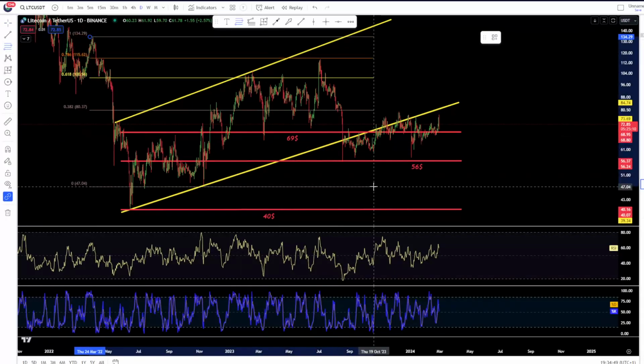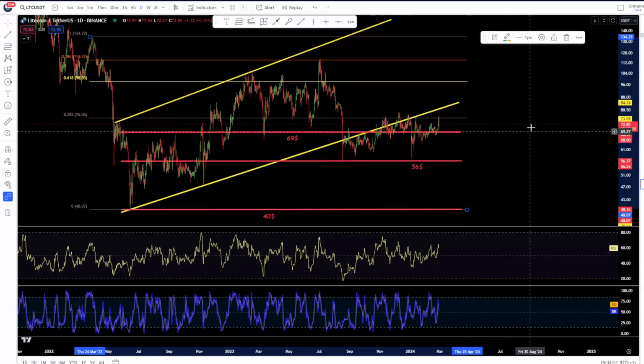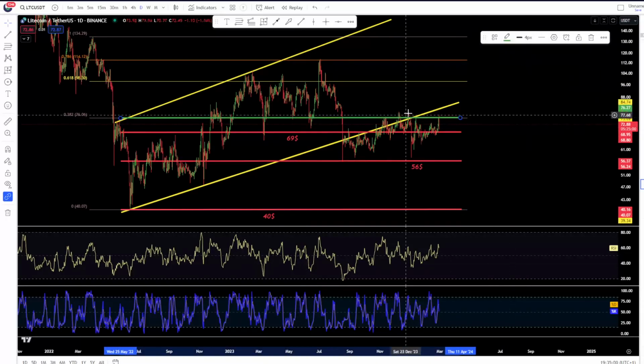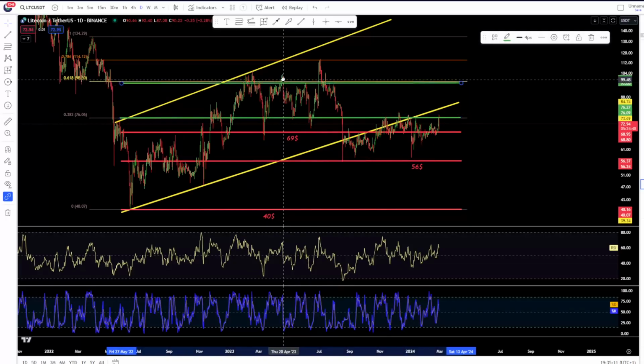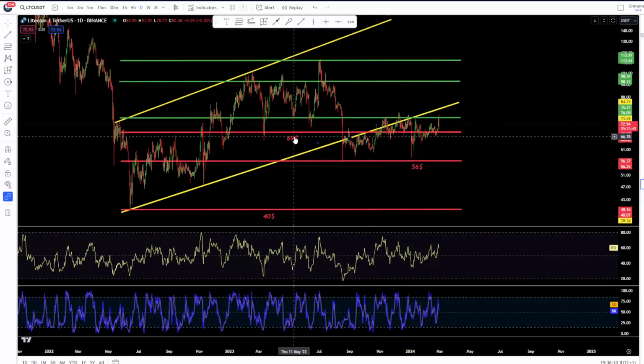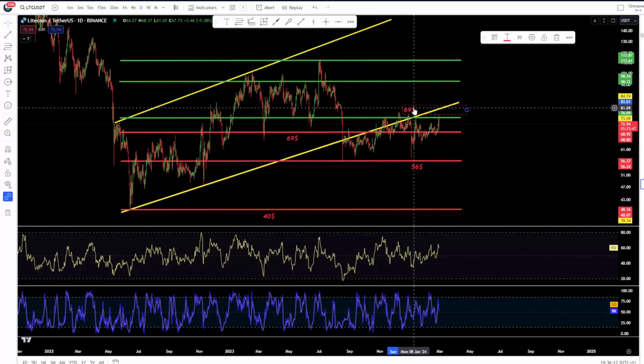Looking the other way, we can similarly determine the resistance areas that the price must face. And here we see that currently the price has been rejected by the resistance at the level of $76. Then we can see a strong move to around $98, and then we can see the resistance at the level of $114, which had previously successfully rejected the upward movement.